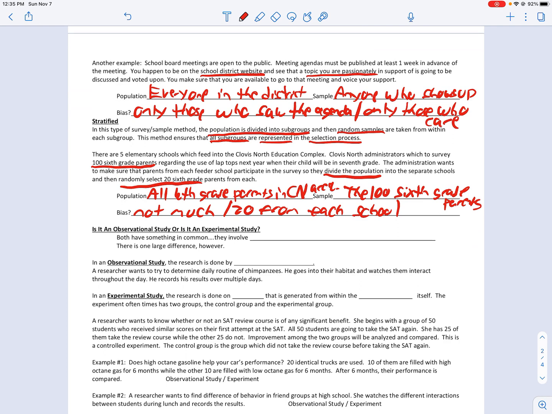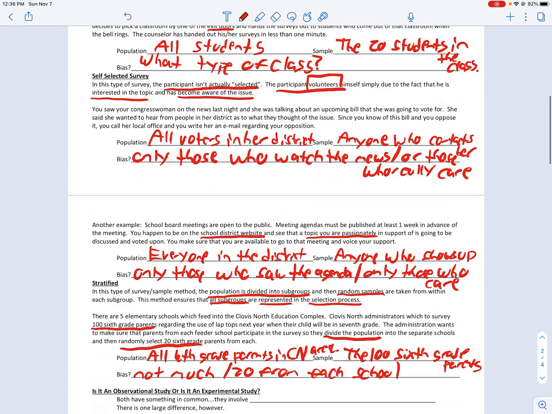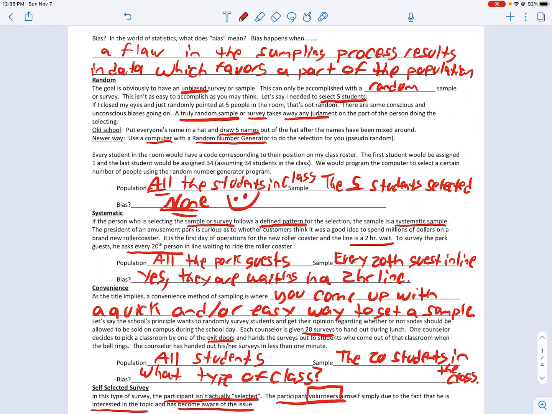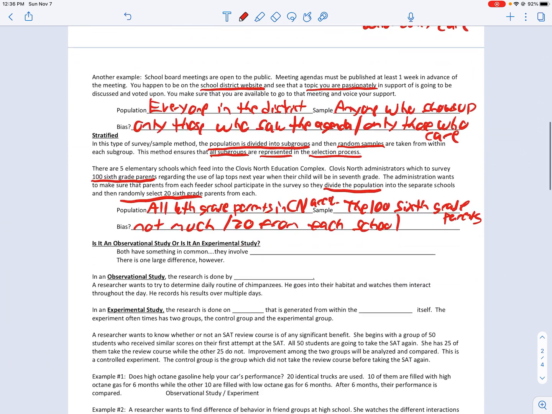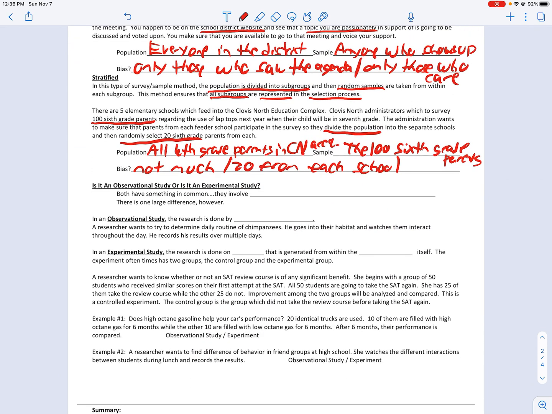All right. We also have studies. So those are some different samples we went through, right? So we went through random, systematic, convenience, self-selected survey, and stratified. But we also can do a study. So we have an observational study and an experimental study. So 2 different types of study. Both have something in common. They both involve research.